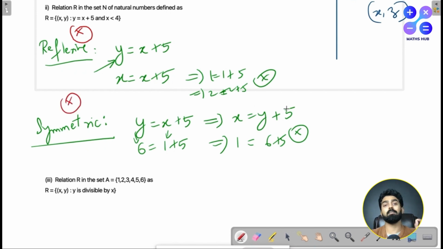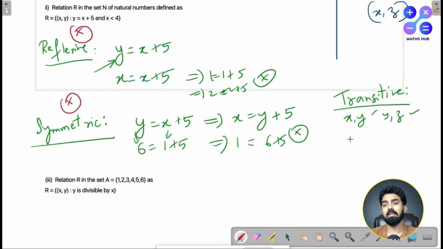Even one counter example is enough for you to prove that this is not a symmetric relation. Every single element needs to validate that particular relation, and only then can you say it's symmetric, right? So is it transitive? What does transitive mean? It means that if x comma y and y comma z are valid, then x comma z would also be valid. So if you take x as 1, then y would be 6 in the relation.